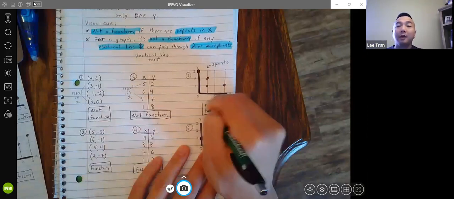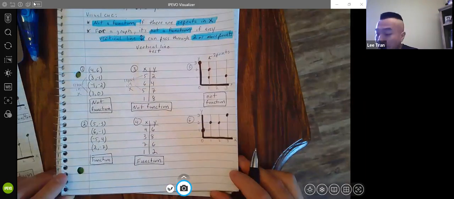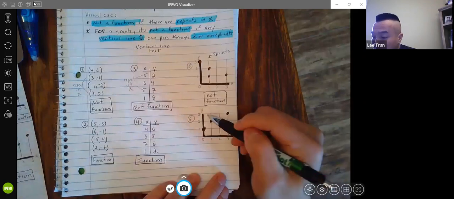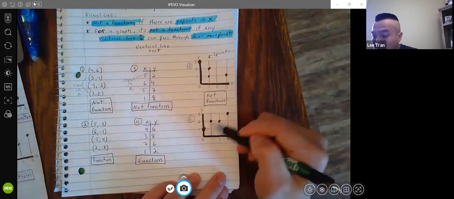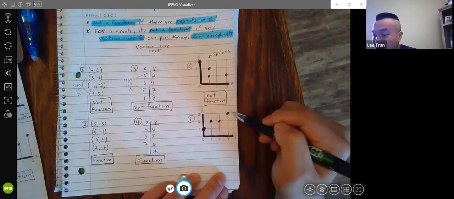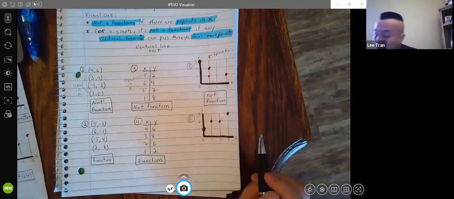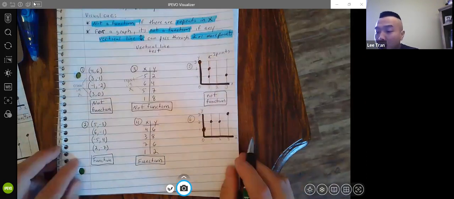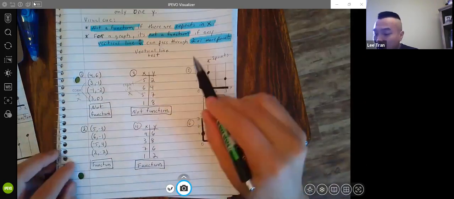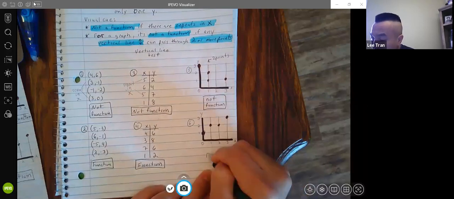Okay, but in number 3, if you take a look at number 3, any vertical line that I draw, right? Only hits 1 point, only hits 1 point, only hits 1 point, and this vertical line also only hits 1 point. Okay, so there are no vertical lines that hit two or more points. They all hit just 1 point. So this would be a function.